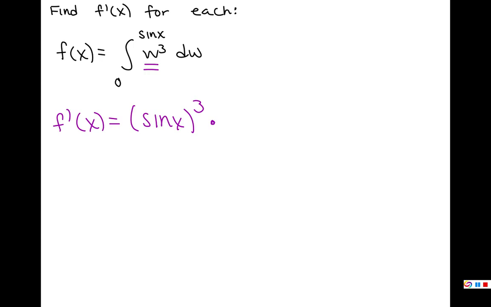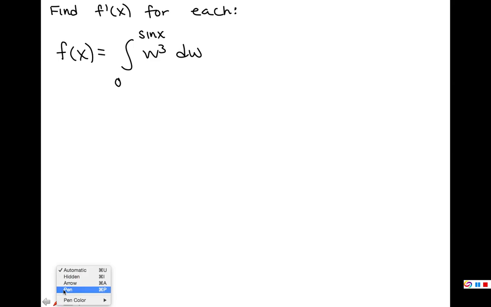So let's do this problem. I'm going to do it the short way first, and then I'll show you the long way. Okay, so the fundamental theorem, part 2, says when you take the derivative of an antiderivative, those are inverse operations, and you will get what you started with.